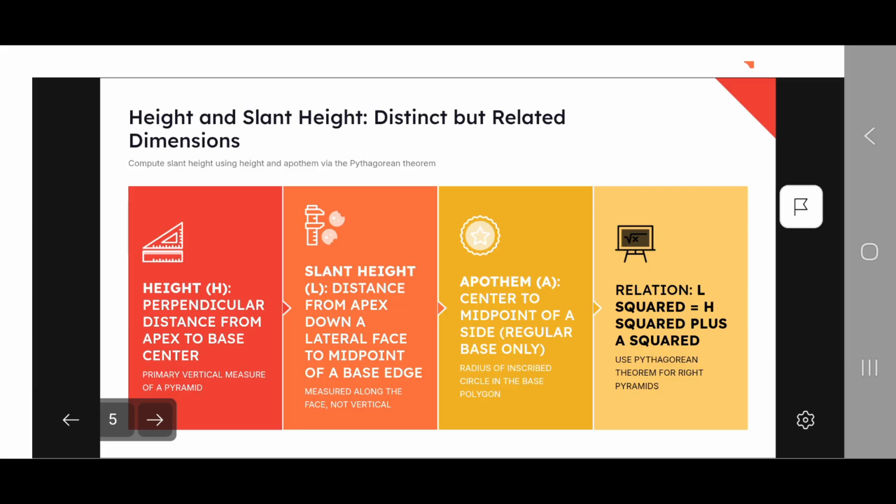Apothem is the distance from the center to the midpoint of a side, lying in the base only. It's the radius of the inscribed circle in the base polygon. The relation is L squared equals H squared plus A squared. So use the Pythagorean theorem for right pyramids.